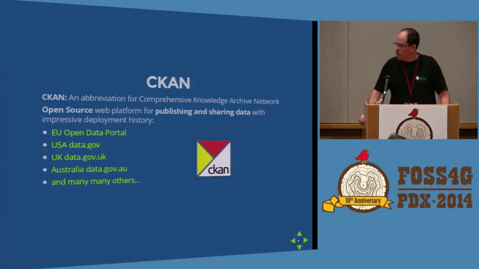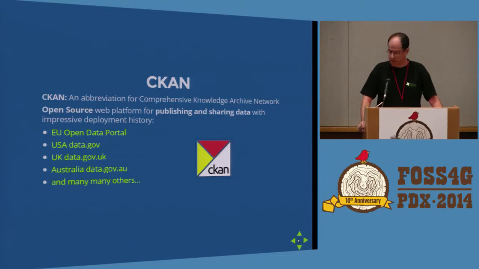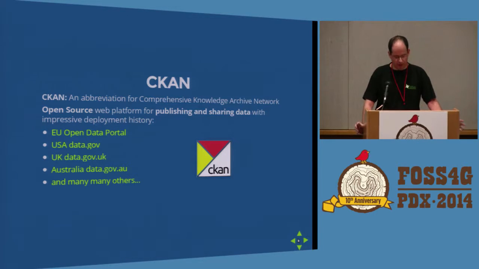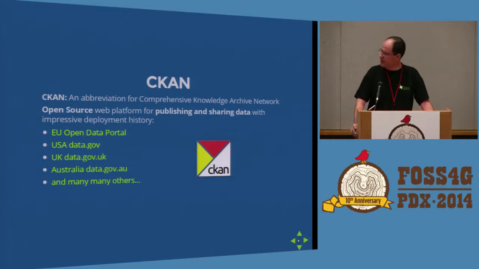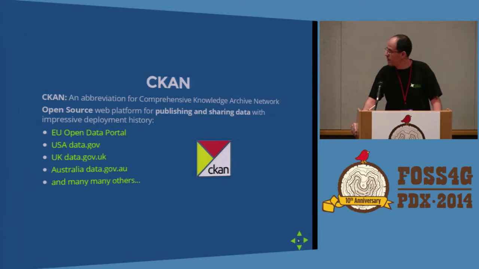So the new portal, version 2, is based on CKAN, which is an abbreviation for Comprehensive Knowledge Archive Network. It is an open source web platform for publishing and sharing open data. And it has a really impressive history of deployments so far. These are just a few of the well-known deployments, which are the EU Open Data Portal, the Data.gov in the UK, and in Australia, and in other places.